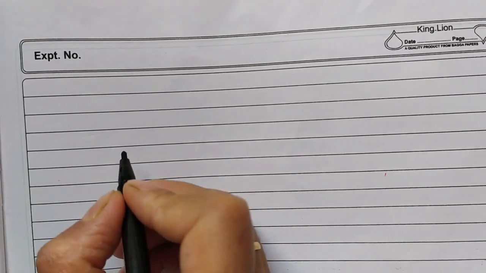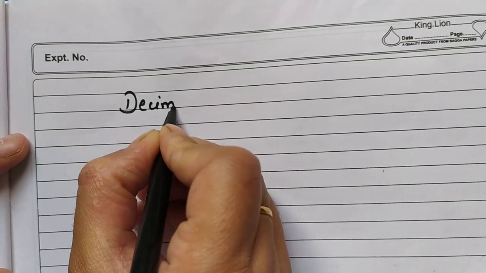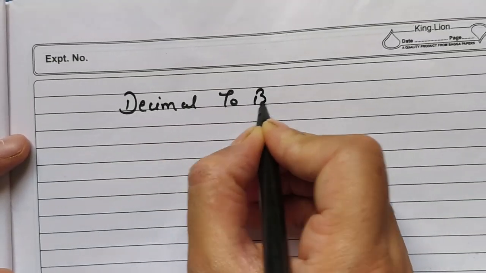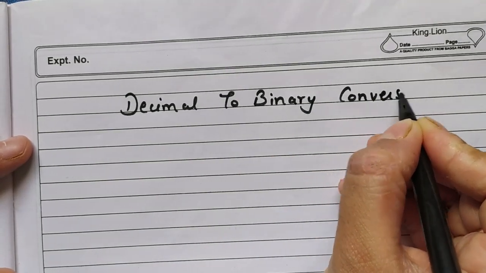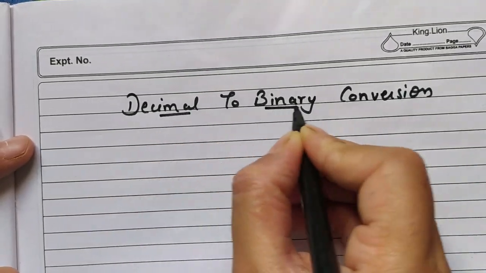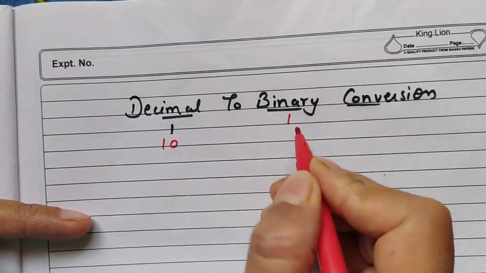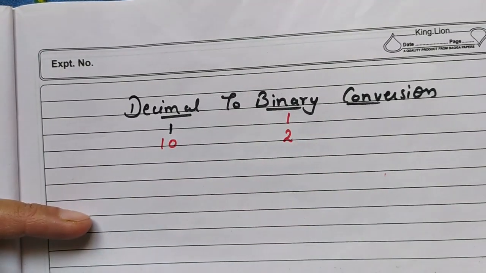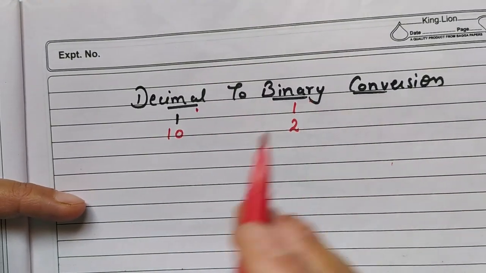Dear students, the topic for today's lecture is decimal to binary conversion. As you all know, the base of decimal values is 10 and the base of binary values is 2. So today we will learn how to convert a given decimal number to a binary number.